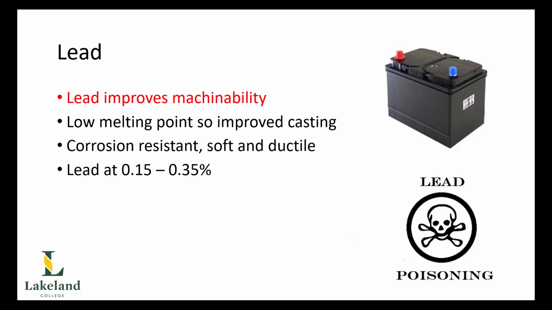Okay, our next one is lead. Lead is a very soft material, so lead improves machinability or workability. It also has a low melting point, so is ideal when we're making castings, where something will be poured in a molten state and then allowed to set, and that's then going to be the shape that it's used. It's also corrosion resistant as well as very ductile, and a classic example of lead is being used in things like batteries and battery terminals.